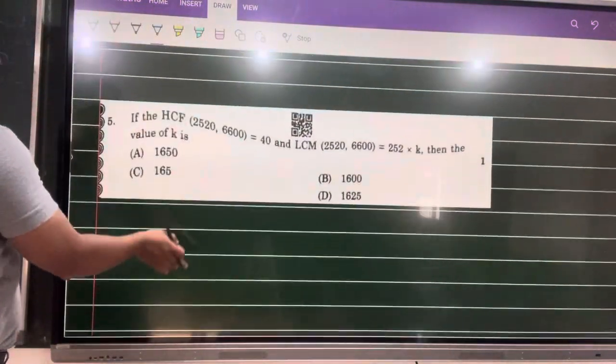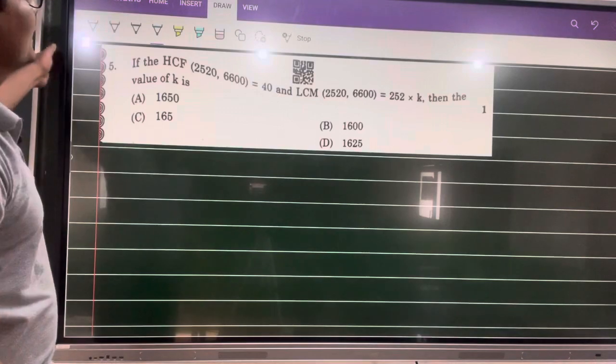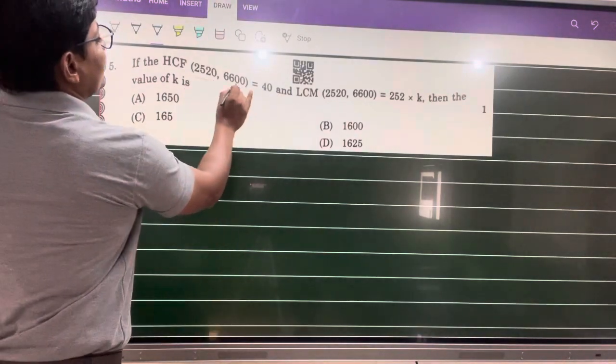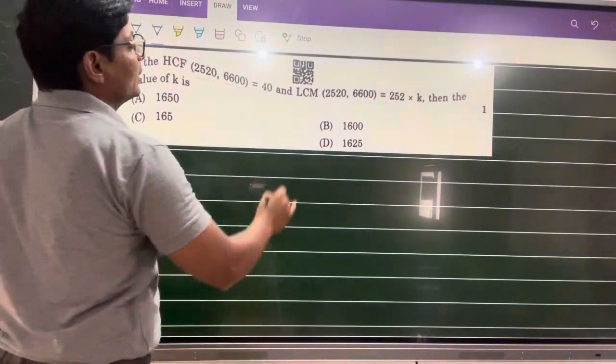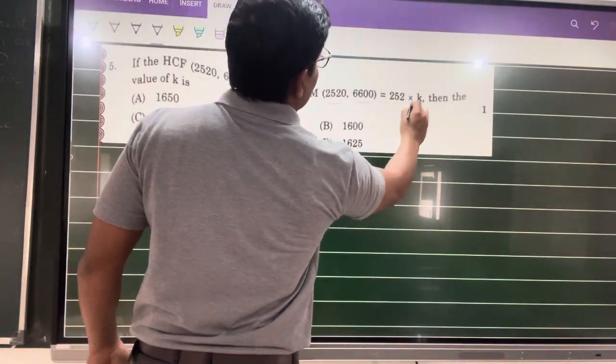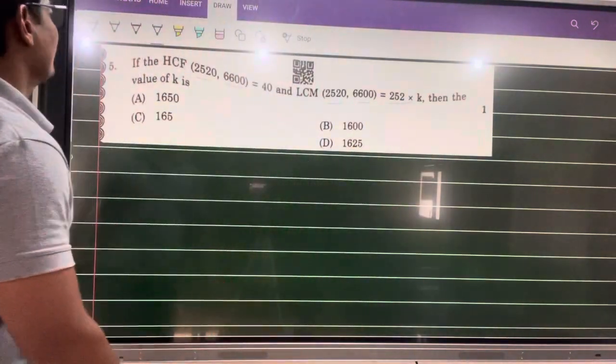Okay. Then here they have given, if the HCF of the two numbers 25, 20, 60, 66, 100 equal to 40 and LCM of the same numbers is 252 into K, then the value of K is.